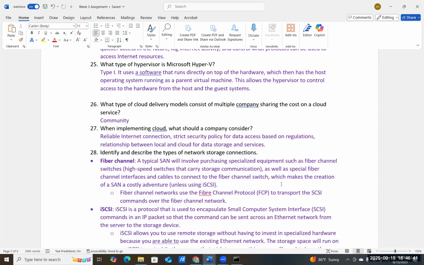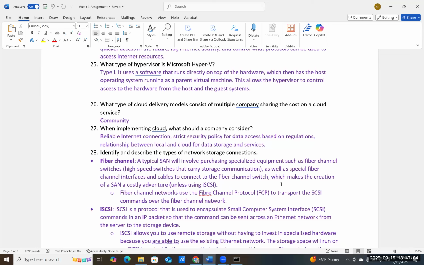Right, so you have to think about maybe getting a satellite connection or something. A reliable internet connection is the first thing you need to think about. You also need a security policy for data access based on regulations between the local and the cloud storage. TikTok is dealing with this right now, right?